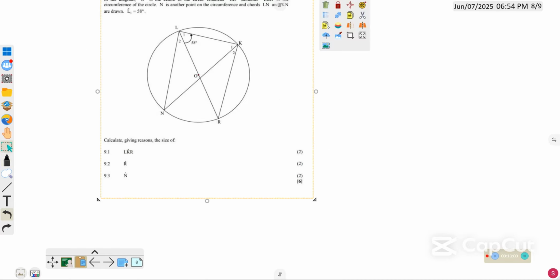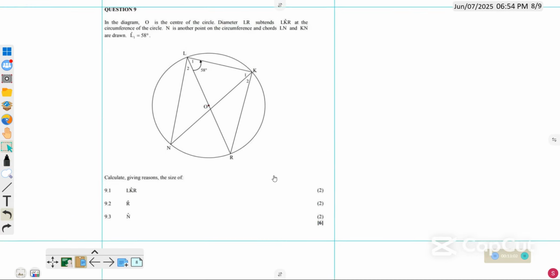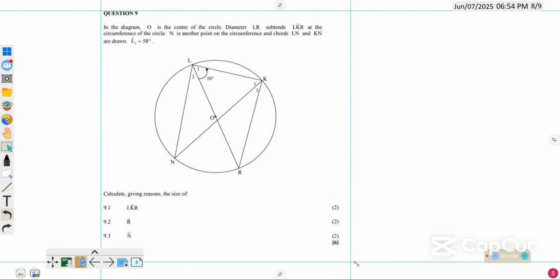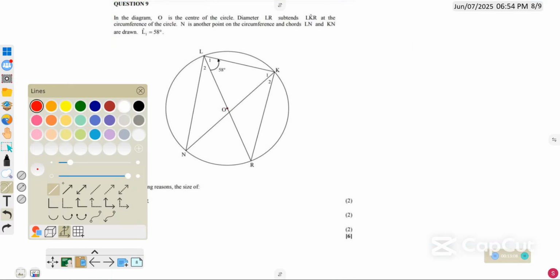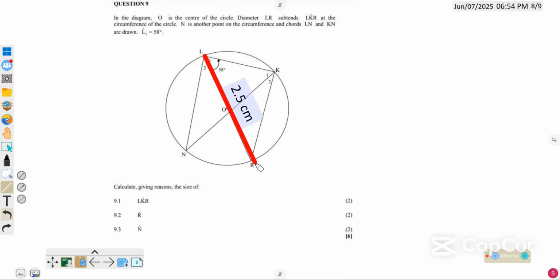Yes, so let's look into this one. In the diagram below, O is the center of the circle, and then diameter LR. So at least we have a diameter on this one. We already know one thing: once we have a diameter, there's a 90 degrees right there. So at least we have a 90 here for angle K. N is another point on the circumference, and chords LN and KN are drawn. L1 is equal to 58 degrees.